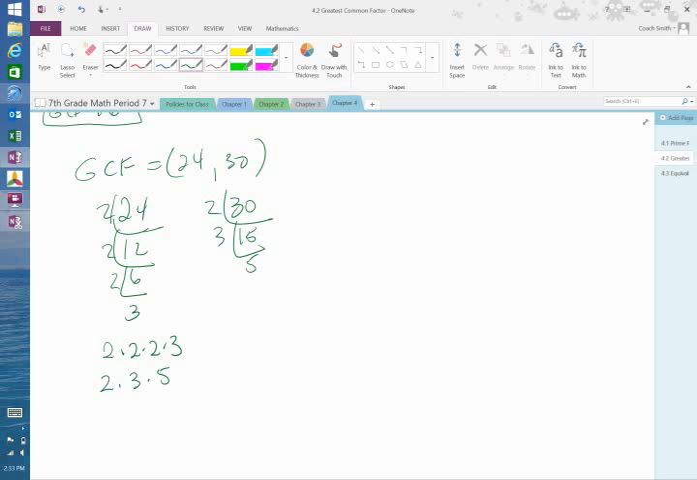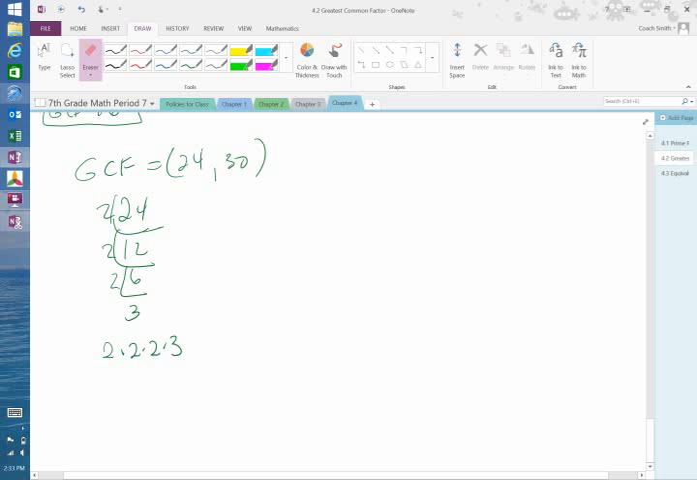Hang on here, I want to use a different one. Say 22. So 2 and 11. So 2 times 11. The only common factor we have is that 2 right there. So the GCF is just 2. Not 2 times 2. There's not another 2 that's common, so you can't multiply them together.